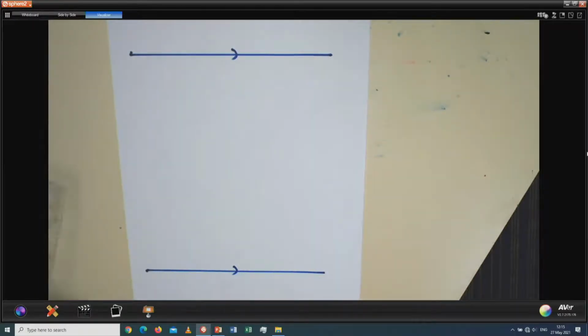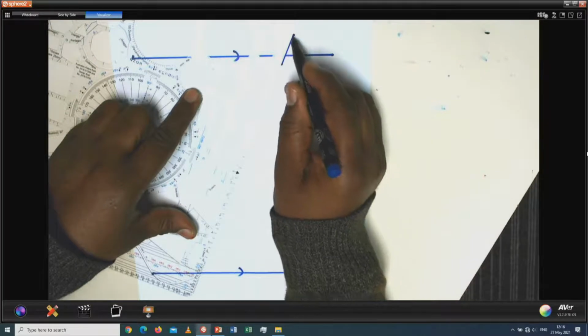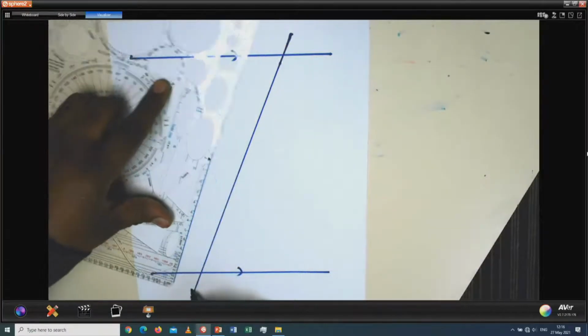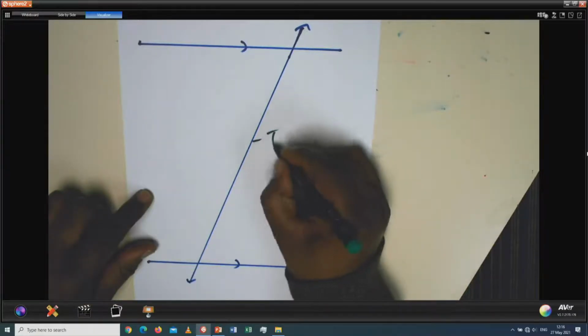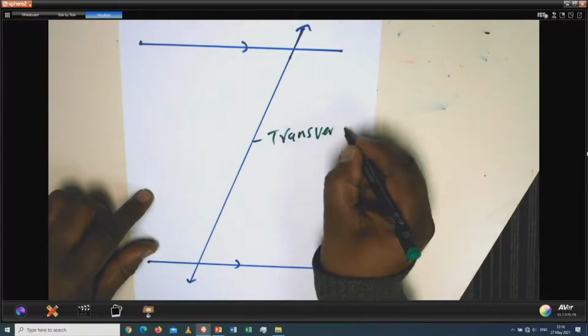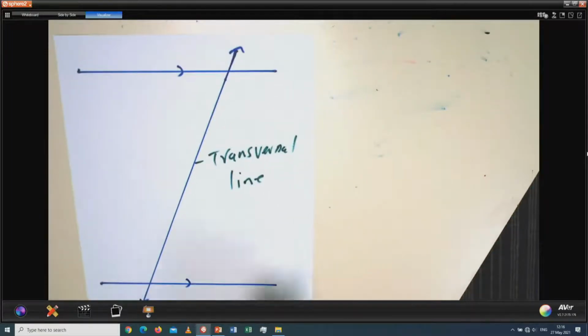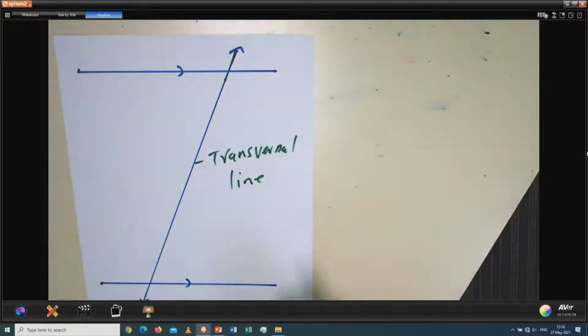Now, when we draw a line like this, again you must observe what I'm doing. Draw a line across the first line, then across the second line. So that line is intersecting both lines at different points. And this line is called a transversal. Again, it's just mathematical language. It's that line that you drew from one line to the other line. It's called a transversal line.